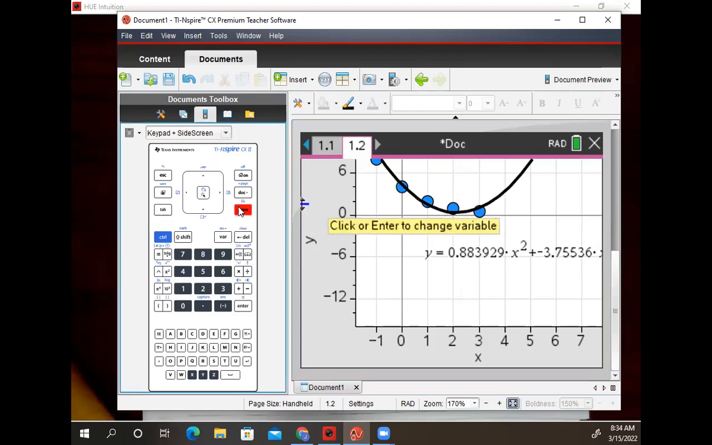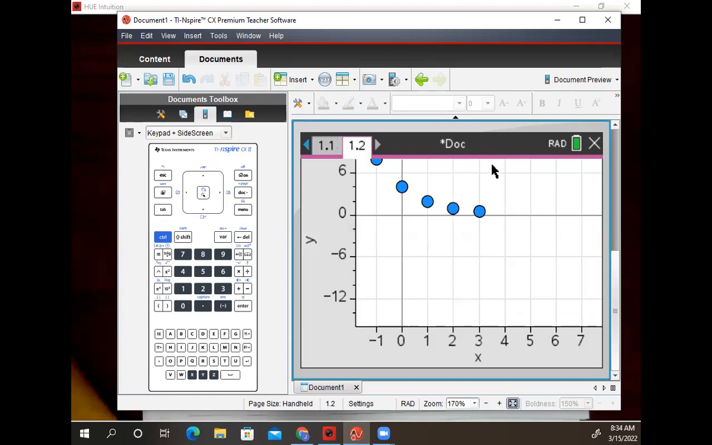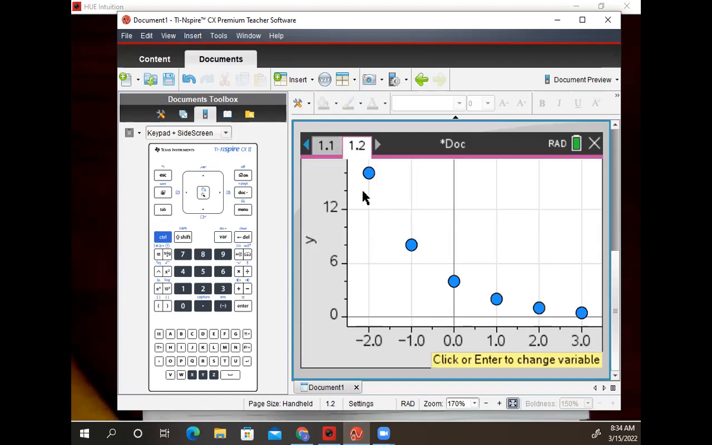So what I'm going to do is hit menu, go to analyze, and I'm going to tell it to hide this quadratic regression. Okay, so that's gone now. And let me see if I can get this to sort of readjust. Yeah, if I reassign those variables, it kind of readjusts the screen there for me.